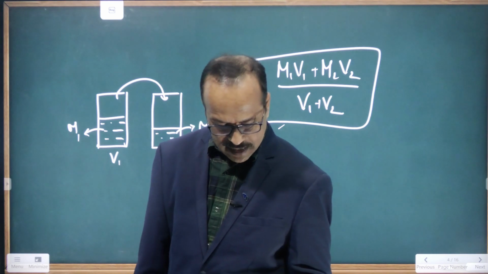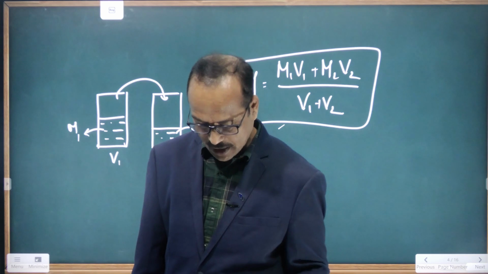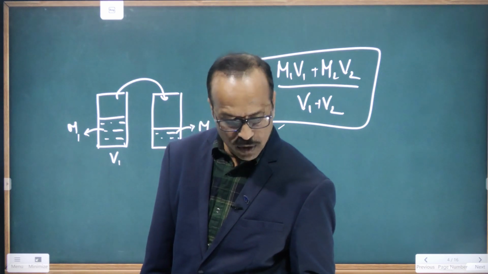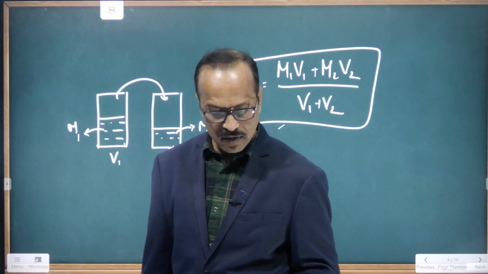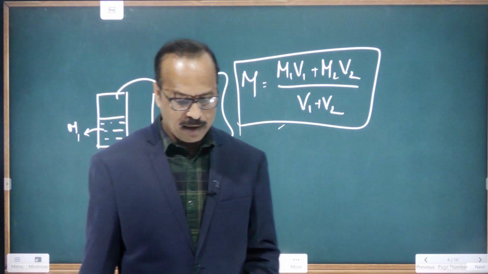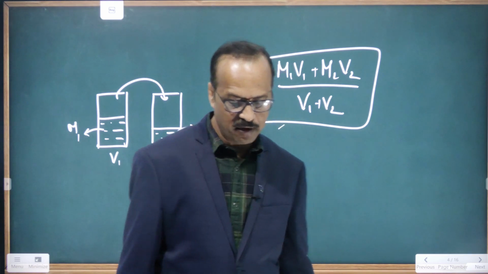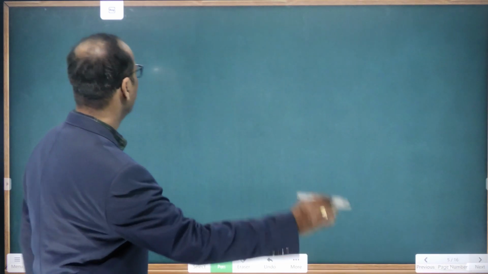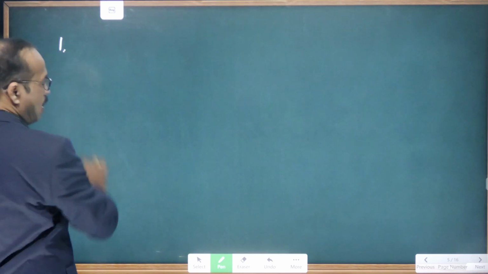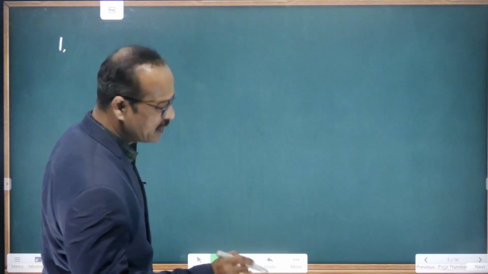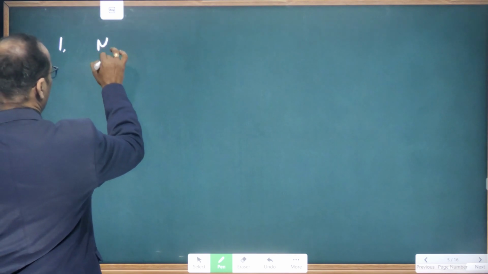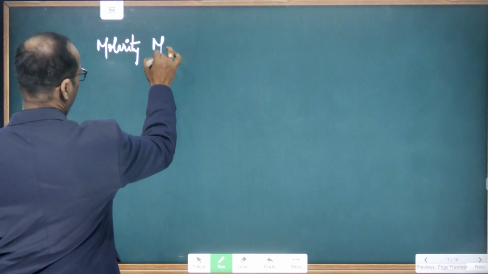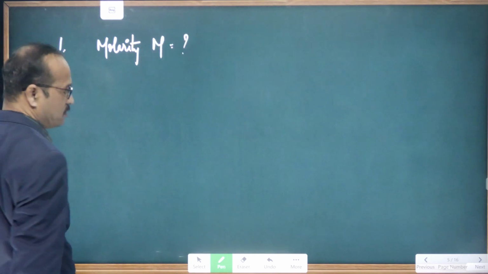Now, based on molarity, let's see one problem. I'll explain it to you. The first problem in your material, page number 28: calculate the molarity of 6.3 grams of oxalic acid present in 500 ml of solution. So, students, I am explaining problem number 1. What is given here? Calculate the molarity, so molarity M is equal to question mark, right.